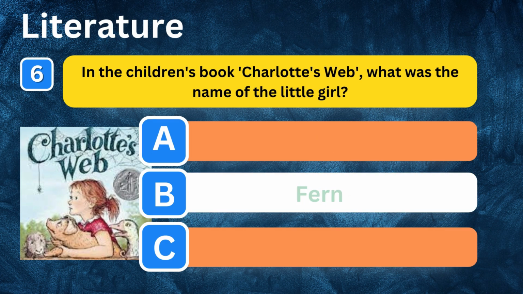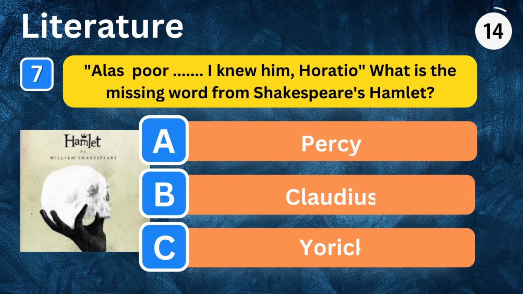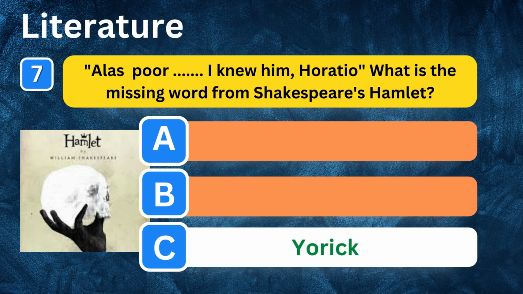Question number 7. Alas, poor something, I knew him Horatio. What is the missing word from Shakespeare's Hamlet? Is it Percy, Claudius, or Yorick? And the answer is Yorick.